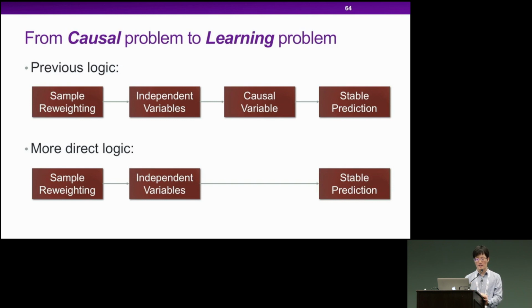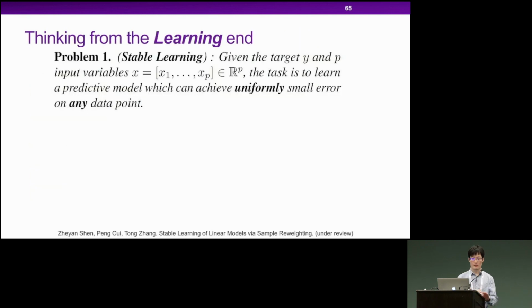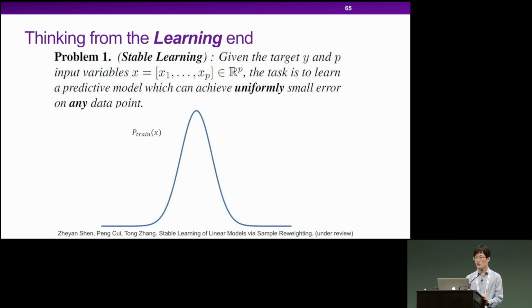We think that maybe there is a more direct logic: we do sample reweighting, then we find the independent variables, and the independent variables can directly lead to stable prediction without the hypothesis of causal stability. So that's another way to think about this problem. We want to think about the stable learning problem from the learning end: why today's learning models cannot produce stable performance in different distributions. Here I show you an example. Here is P(X), the training distribution. It's a Gaussian, right?